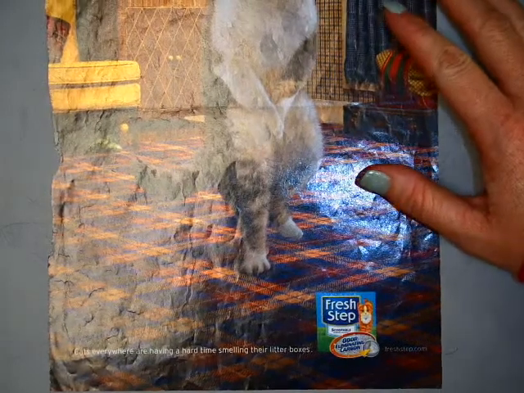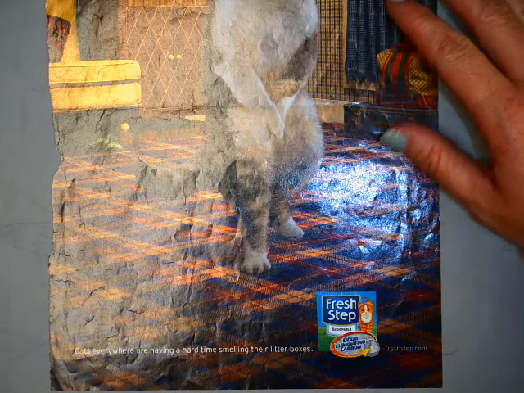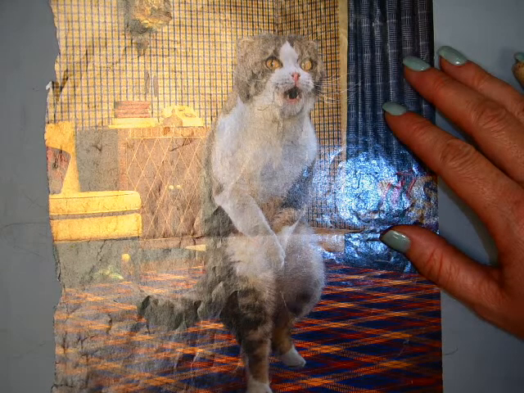Here's a cat. Brushed up kitty litter says cats everywhere are having a hard time smelling their litter boxes. So this cat is trying to hold it. And I don't know about you, but I think that's pretty funny looking too when you have a cat who just really needs to get to the bathroom. So again, this one's using humor.